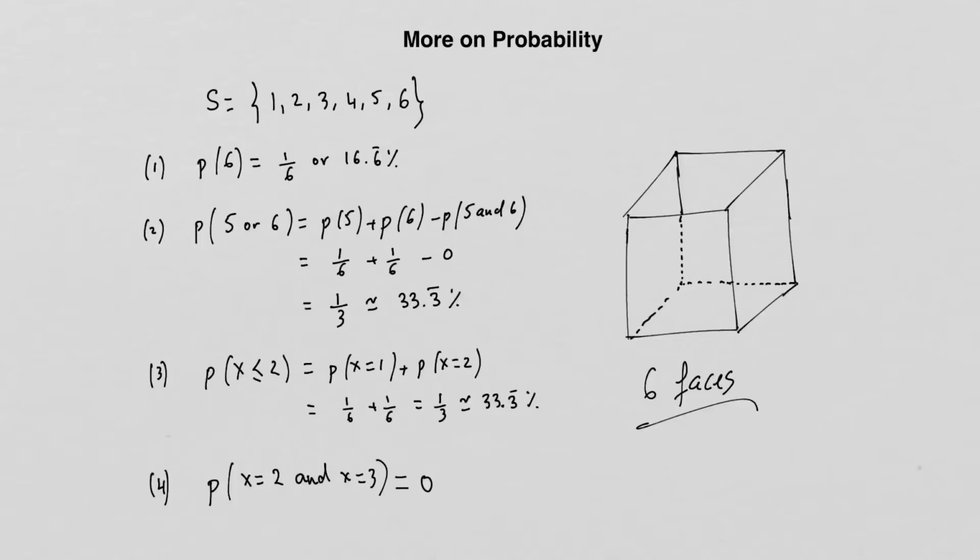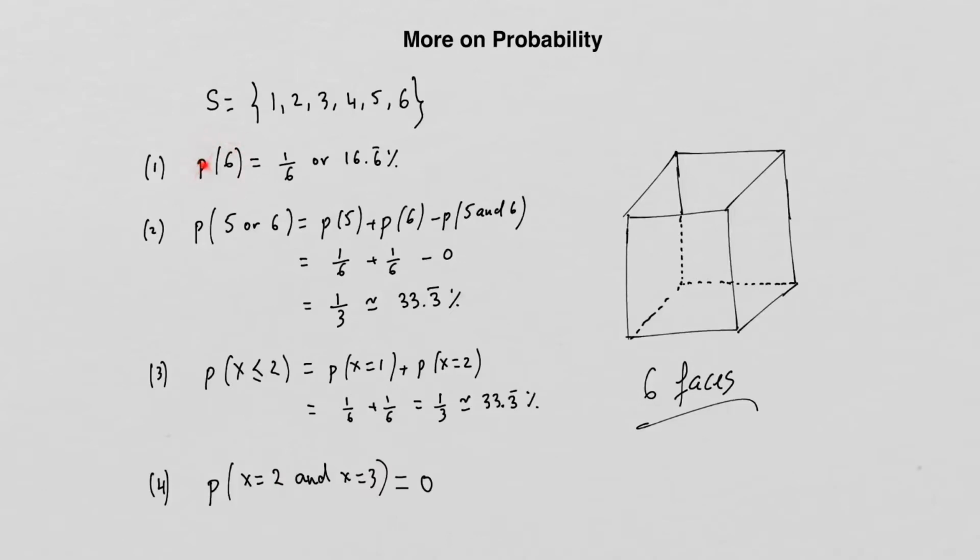So the first one was really simple. If you just follow the simple rule, you had a die, you roll a die that is fair, and you were asked to find the probability of getting a 6, probability of getting a 5 or a 6, probability of getting a number less or equal to 2, and then finally the probability of getting a 2 and a 3, okay?